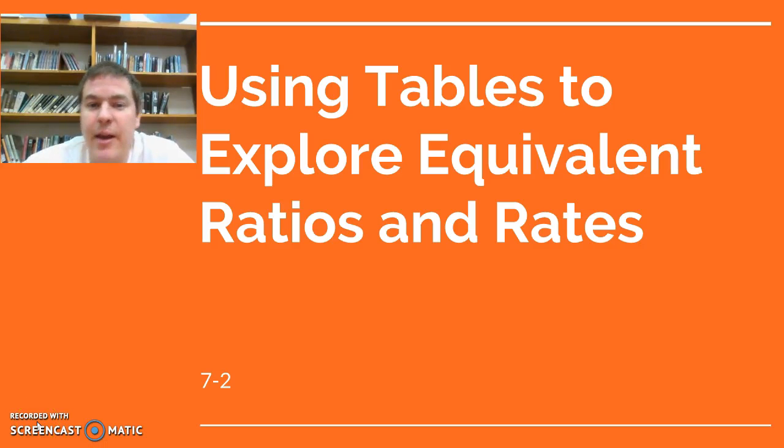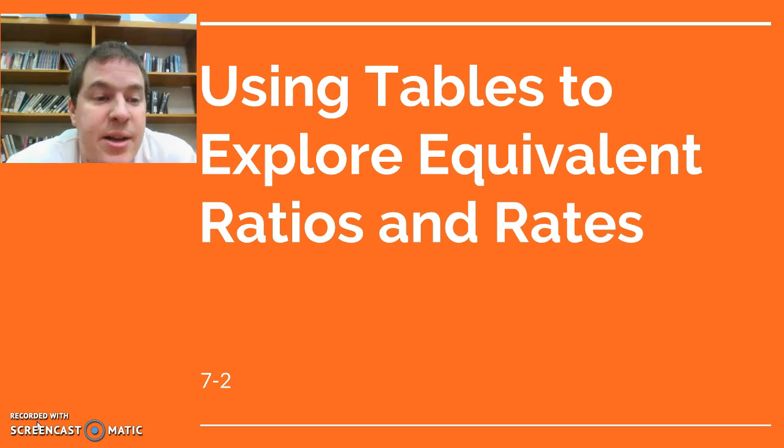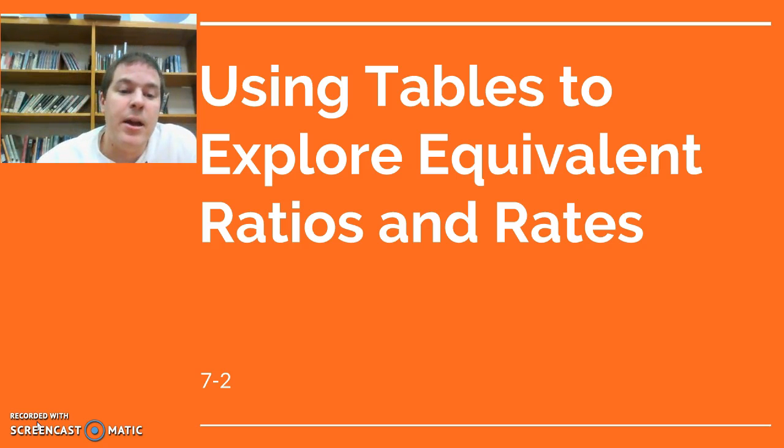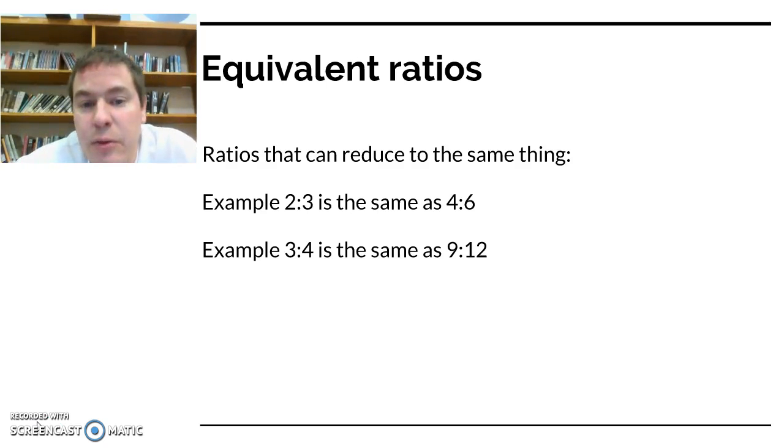So good morning, and this is section 2 of chapter 7. This is our second section of unit 6, using tables to explore equivalent ratios and rates. We talked about equivalent ratios briefly in 7-1: if I had a ratio of 2 to 1, that's the same as 4 to 2, the same as 6 to 3, etc. So we're looking at equivalent ratios that can reduce to the same thing.